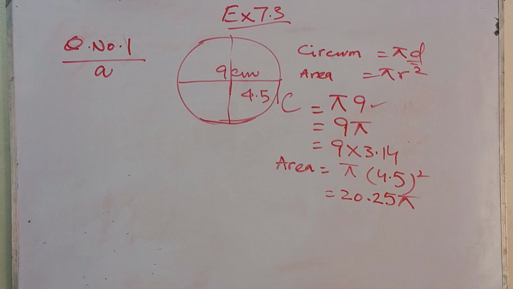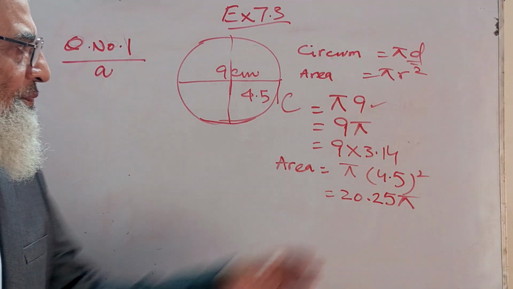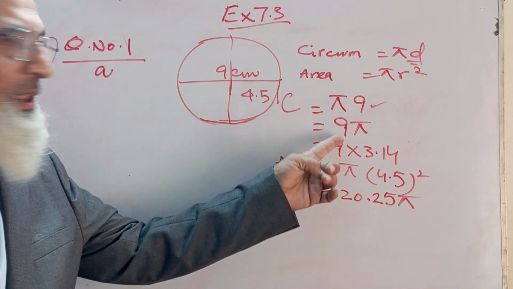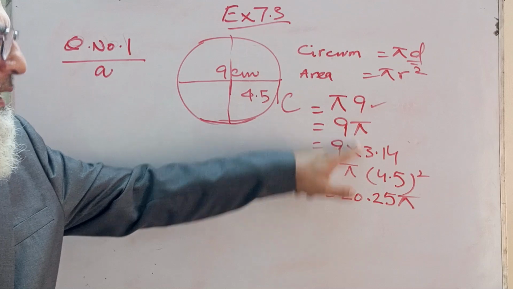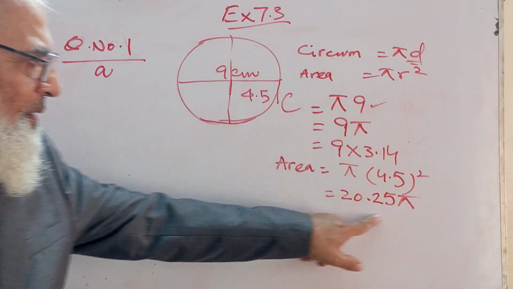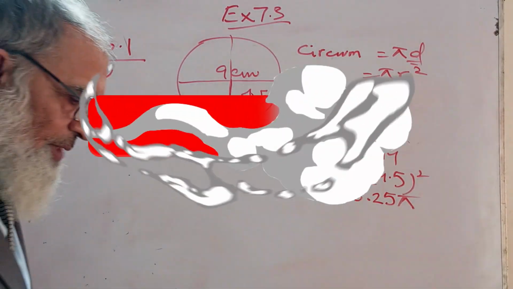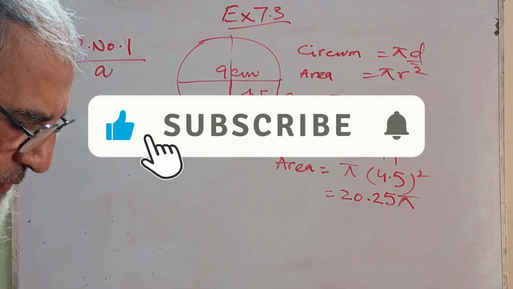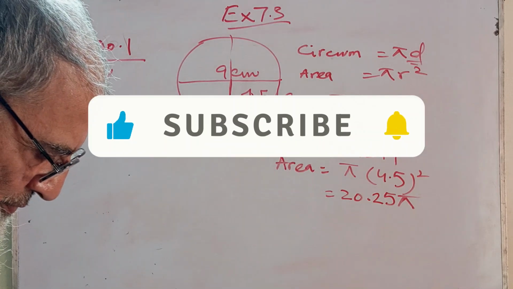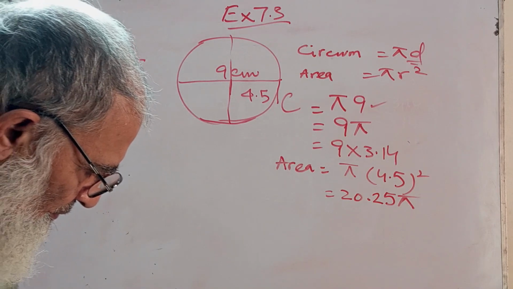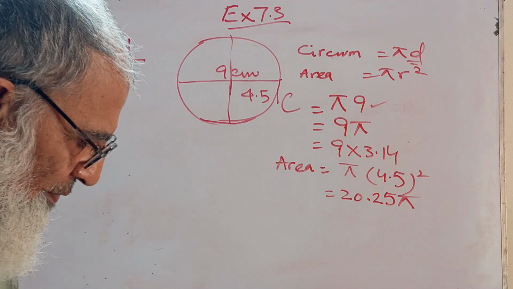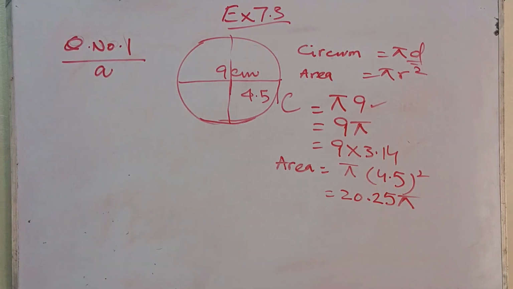So you see that I have solved this question in the multiple of pi. This is the multiple of pi. This is the multiple of pi. Let me check with the answers. Okay, it is correct. Now part B, C, D all are same.